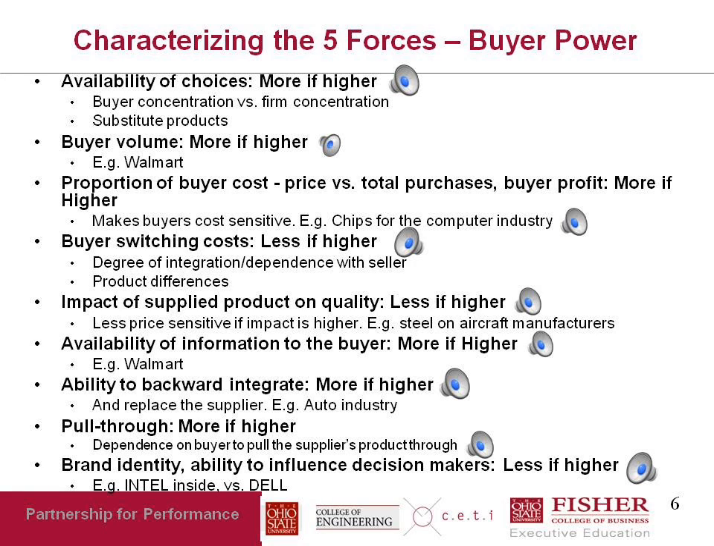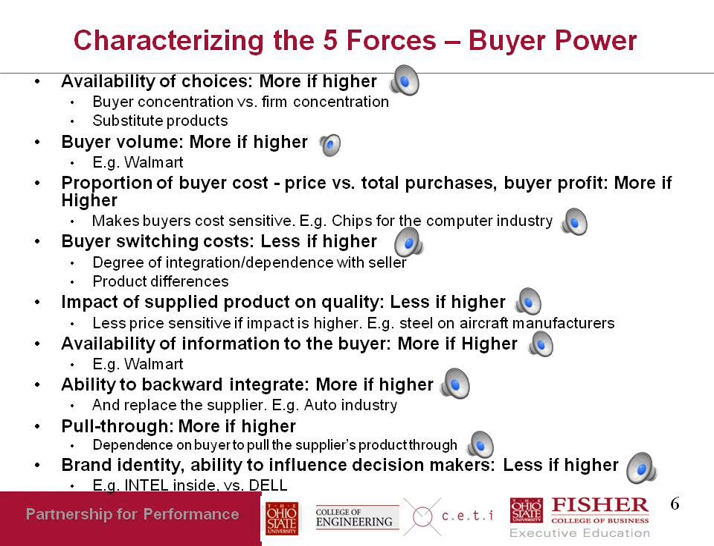Pull-through is the characteristic by which the seller is dependent upon the buyer in order to sell their product. So for example, let's say that there is a seller of laundry detergent that's sold exclusively through Walmart. Then that seller of laundry detergent is dependent upon Walmart for any and all sales of its product. In that case, buyer power is high and seller power is low.